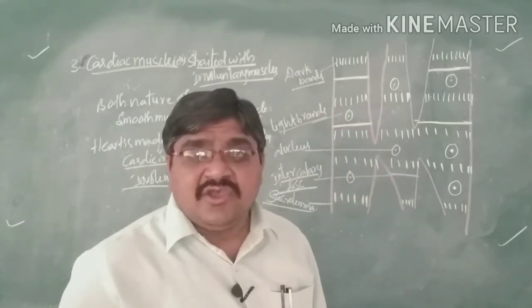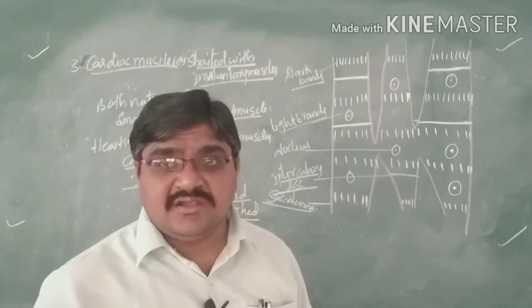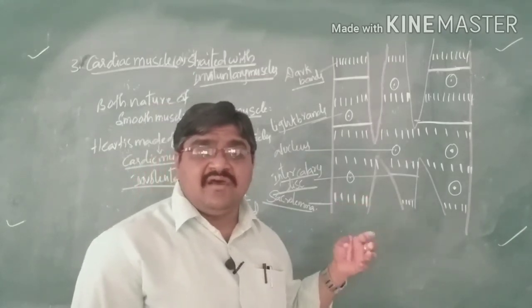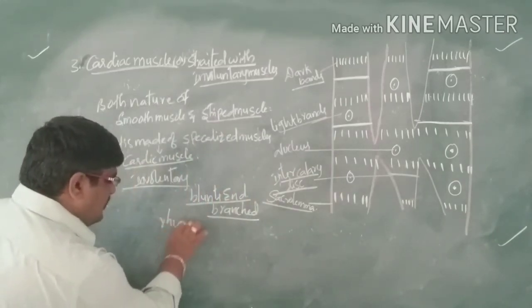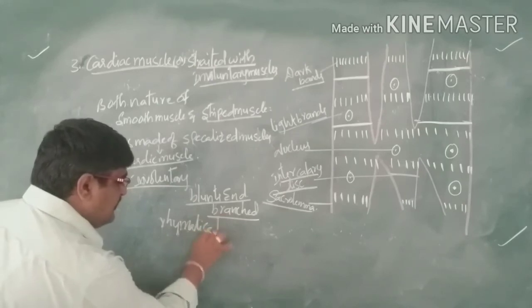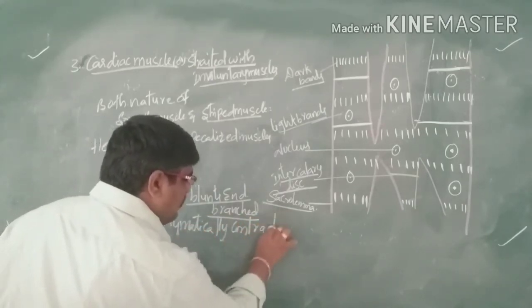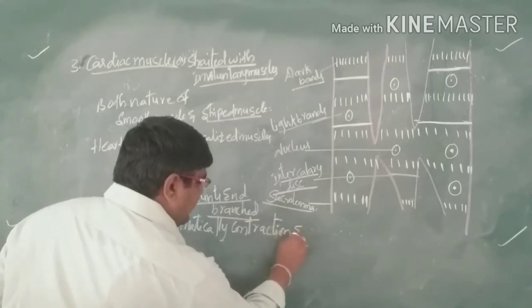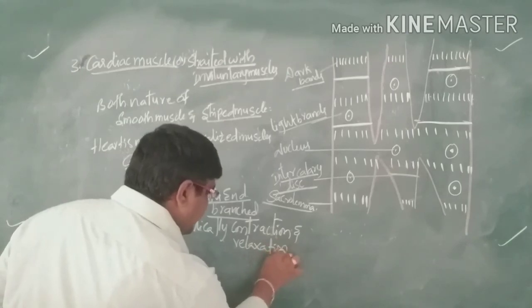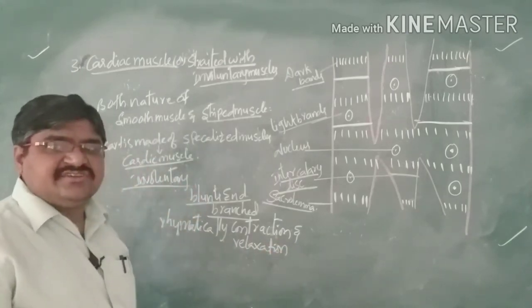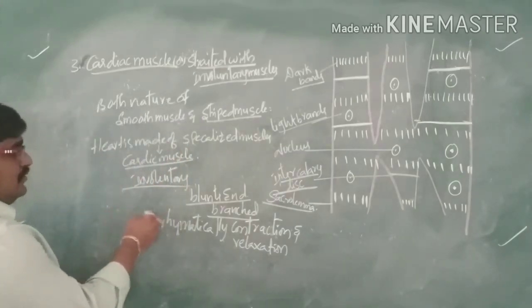The sarcoplasm consists of myofibrils, where the rhythmic contraction and relaxation take place. In the heart, these muscles are helpful for rhythmic contraction and relaxation.